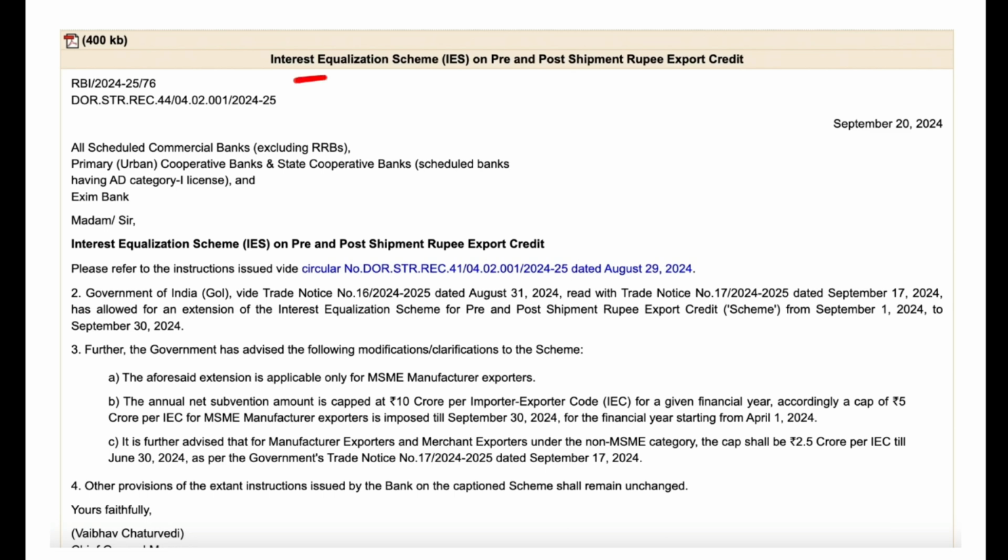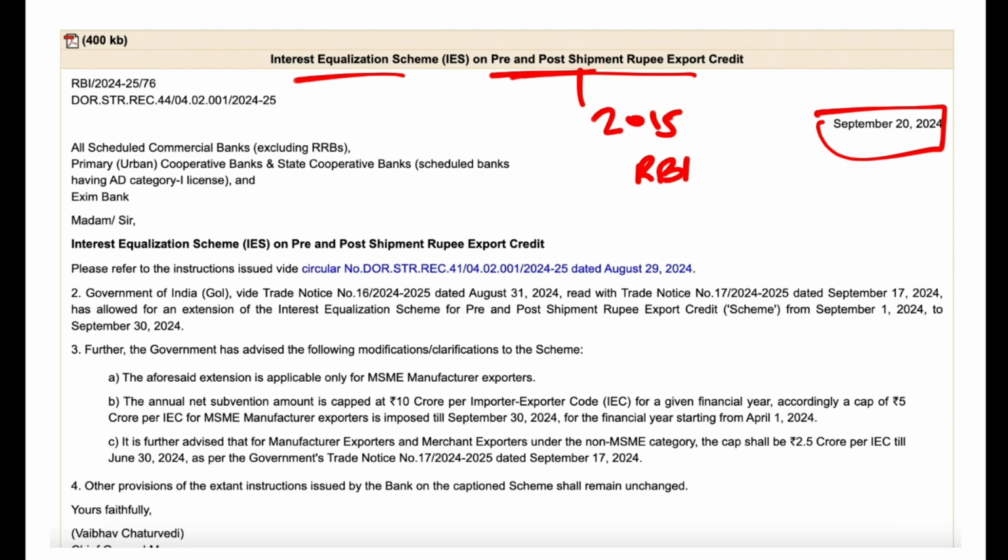Now let us come to the interest equalization scheme on the pre and post shipment rupee export credit. There was a circular on 20th of September 2024. Now this is a bit confusing, but I'll try to make it very, very simple for you. Now this scheme was started in 2015. It is implemented by the Reserve Bank of India and it is monitored by Reserve Bank of India plus Directorate General of Foreign Trade, which works under the Ministry of Commerce.